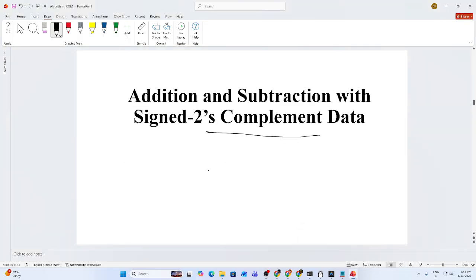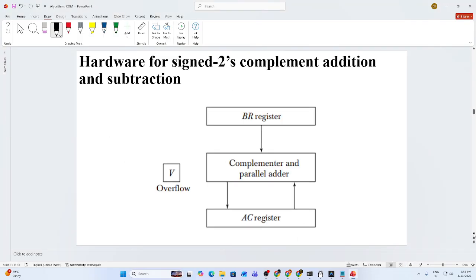The algorithm is quite simple. What we are trying to do here? First of all, this is the hardware. So what we do here? We do either AC plus BR or AC minus BR. How to do AC minus BR? AC plus BR bar plus 1. That is accomplished by the complementer and parallel adder. Then if an overflow is detected, OVF must be set to 1. If overflow is not detected, OVF must be set to 0, right?